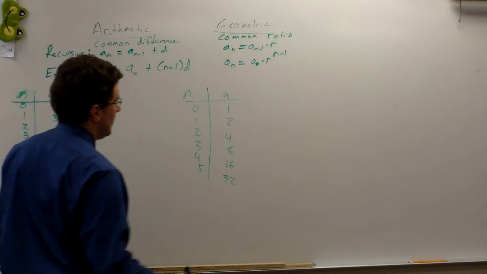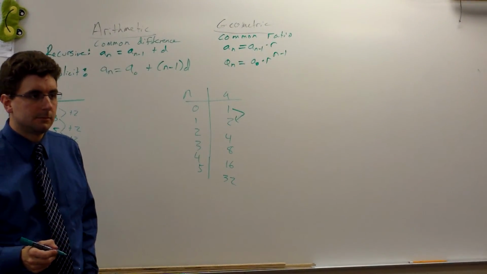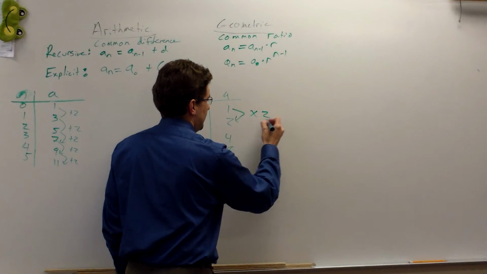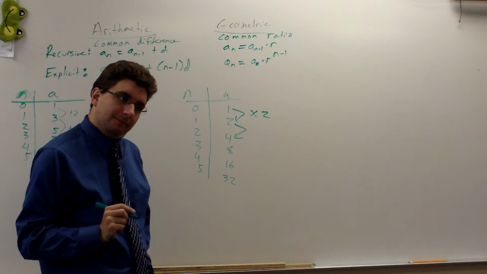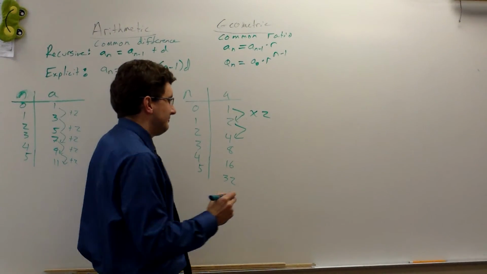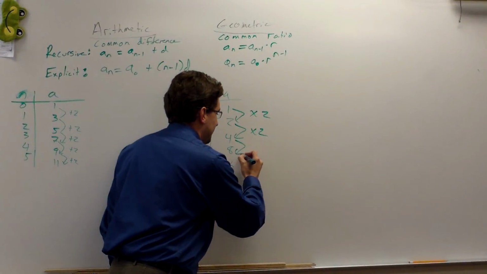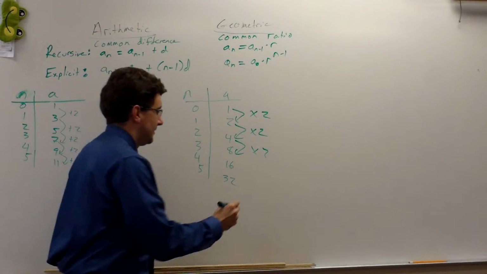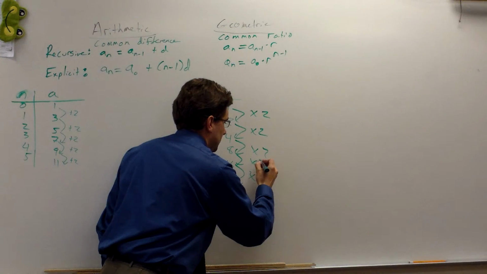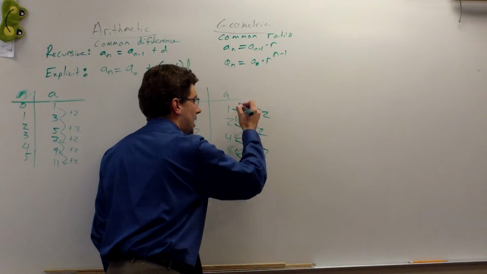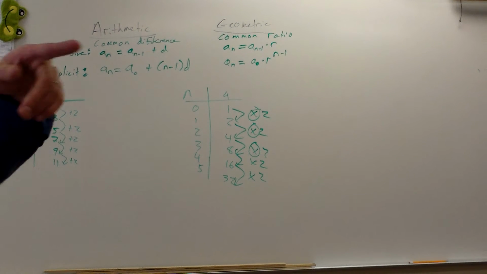This time, what do I have to do to get to 2? Multiply by 2. I times by 2. No, you don't, because 2 times 1 is 1. Times 2? Yeah. Times 2, and times 2. That's the difference. The common ratio is that we're multiplying or dividing.